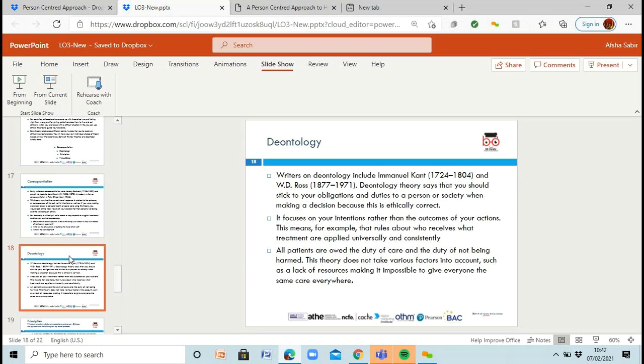So rather than saying this will be the result of my actions, you're saying this is what we want to happen. So what this means is, for example, the rules about who receives what treatment are applied universally and consistently. So all patients are owed the duty of care and the duty of not being harmed. So this theory focuses on the fact that everybody should be getting treatment regardless of what their outcome will be, and that everybody should get the same care as everyone else.